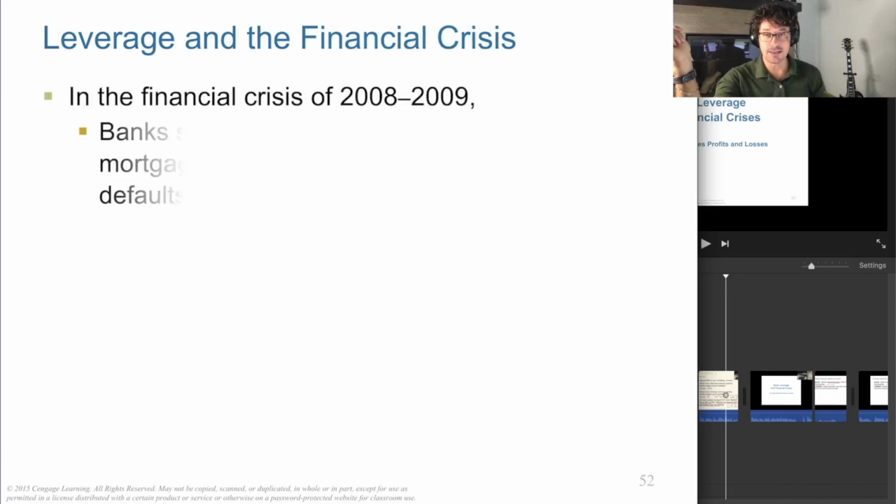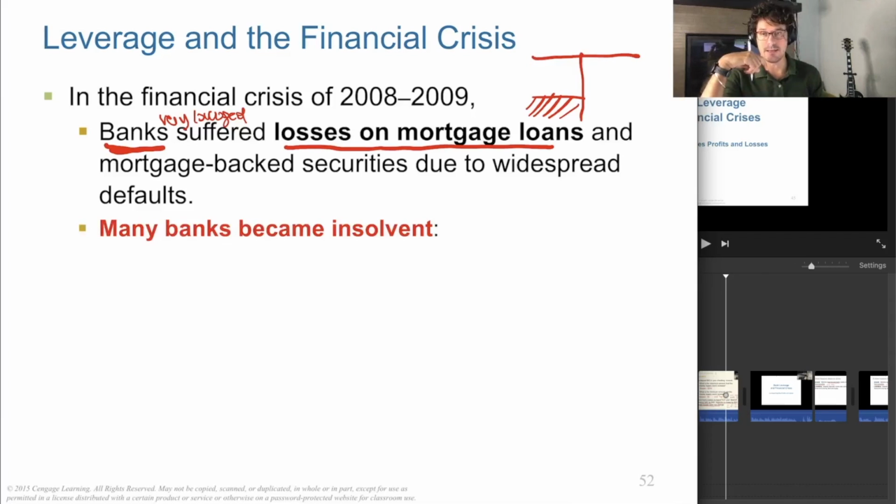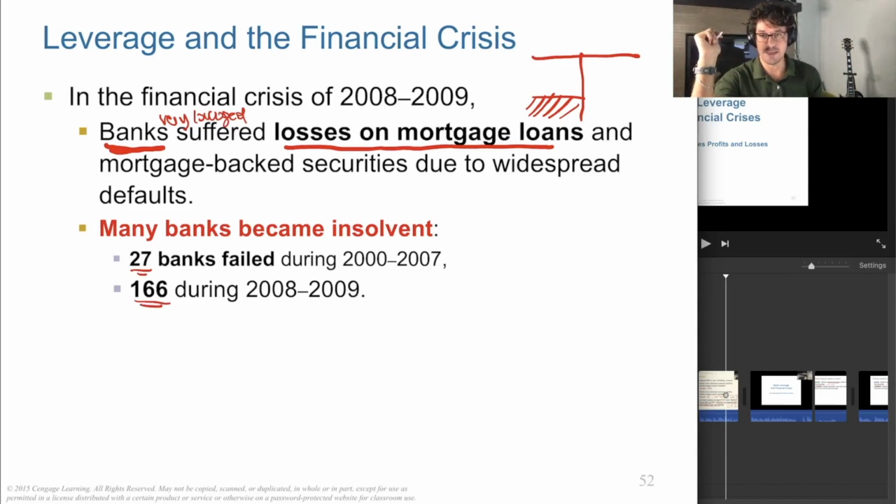And indeed, in the financial crisis of 2008-2009, banks that were very leveraged suffered extreme losses on mortgage loans. The idea is that there was a big drop on the asset side in terms of the loans, and because of this, they became insolvent. Just to put it in perspective, from 2000 to 2007 we only had 27 bank failures, but during the financial crisis we had 166 bank failures.